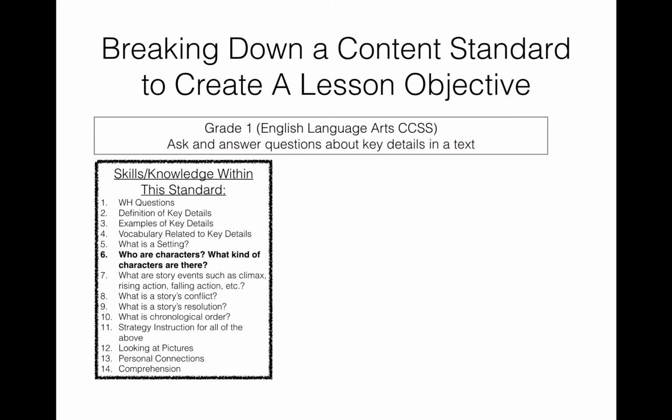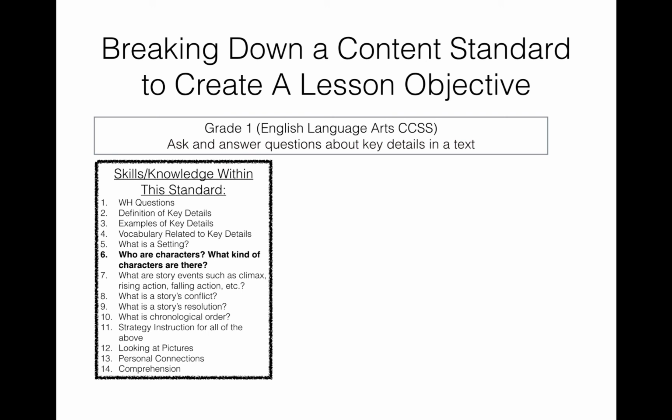This might mean you do a pre-assessment with students to find out what they do know. It may be that you start at the very beginning of all of this with just defining what key details are, giving examples, and possibly teaching WH questions. So for the sake of showing you how to create an objective based on these, I've chosen number 6, which is why it's bold. So I've chosen to focus on, for my lesson, who are the characters and what kind of characters are there.